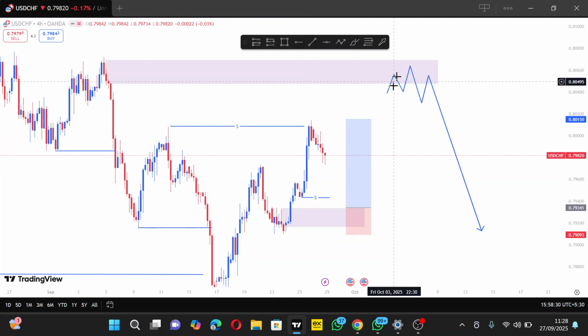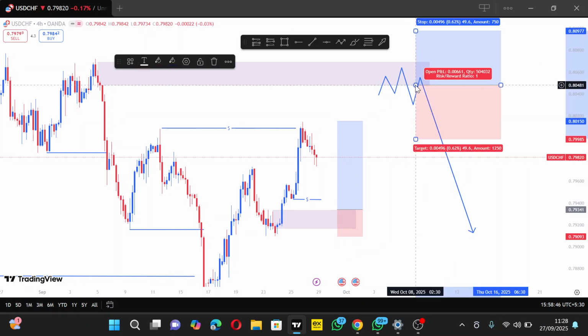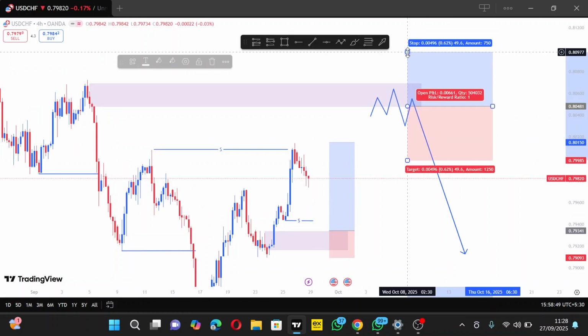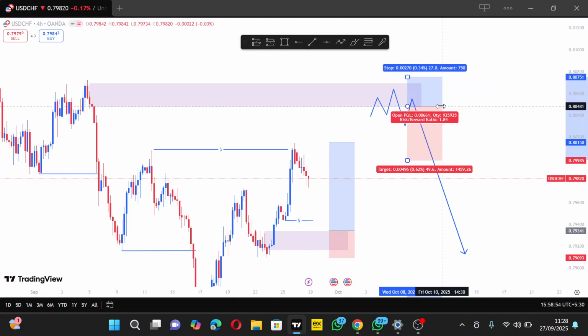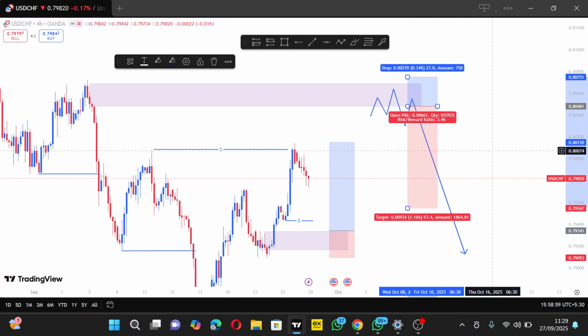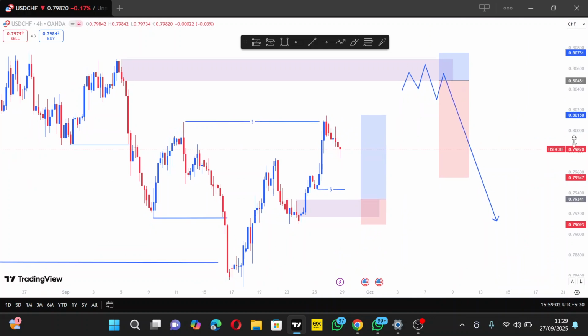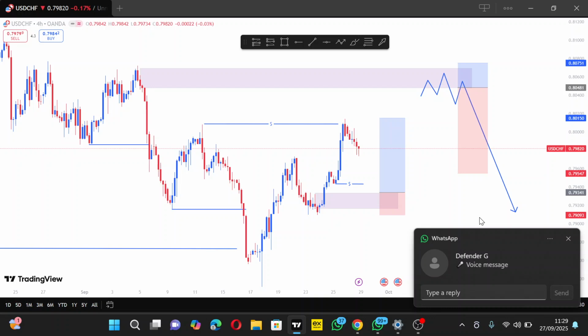Once price gets to this area, this is the area that we're going to be expecting sells to occur from. So we need to be smart here. I'm going to send all this trade on my group chat, 1/3. So this is it. It is what it is.